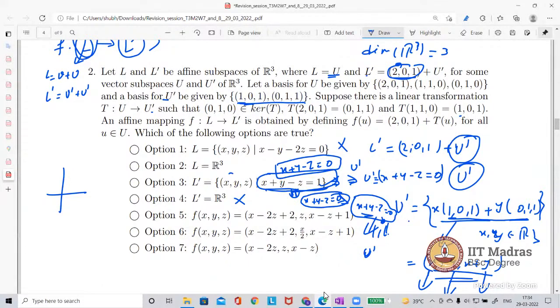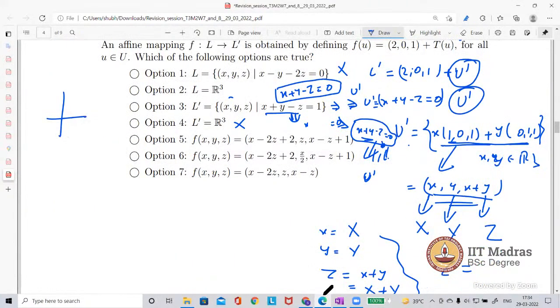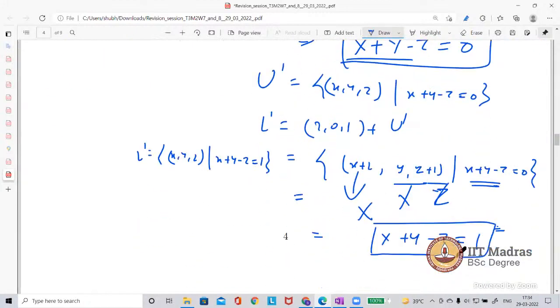Sir, this is the case when we have these things in the options. So what if we don't have these things in the options? Suppose that is the case, then you have to go and find the exact L prime. In that case, we will find the transformation matrix and pass on some vectors.